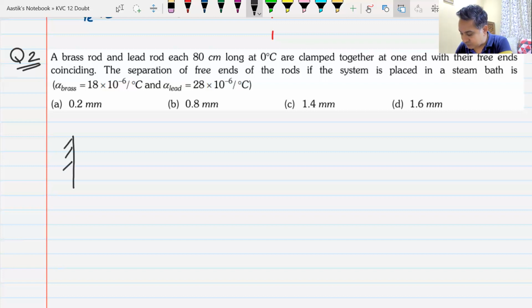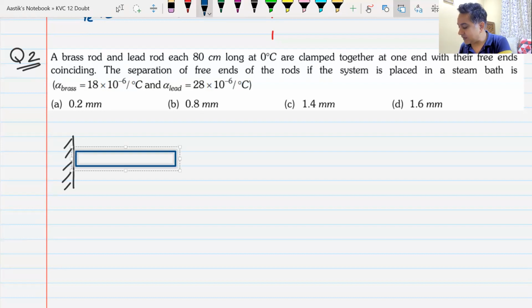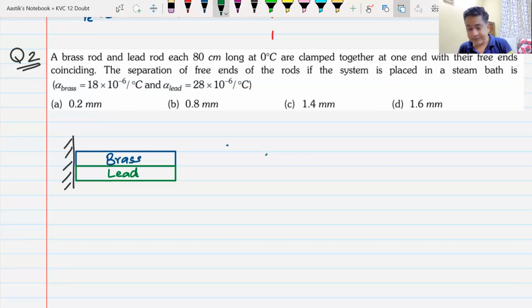See, the diagram is not given, so you must understand this. This is my, let us say, brass rod, and this is my, let us say, lead rod. Okay, so they are clamped at one end, and the other end is free. What is the separation between the free ends of the rods if the system is placed in a steam bath? Steam bath means temperature has to be 100 degrees Celsius. We all understand this, yes or no?